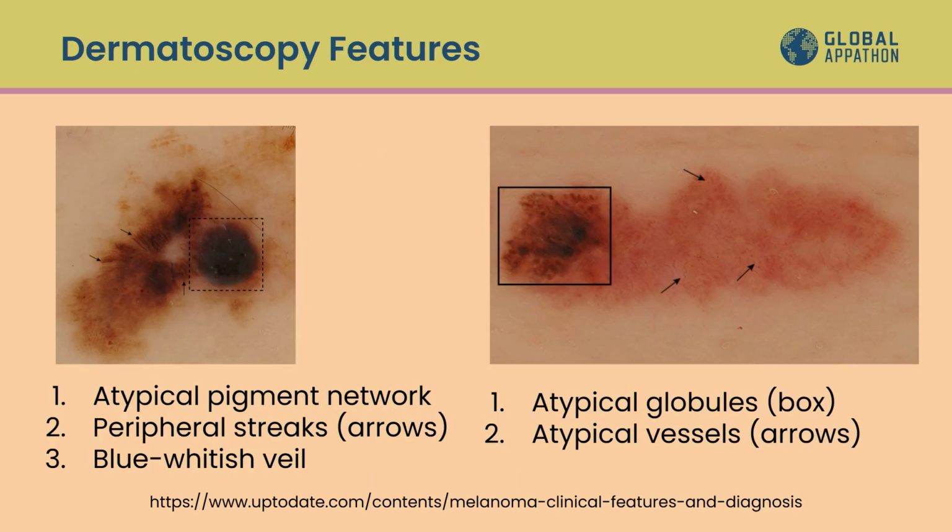And so at the dermatology office, they use dermoscopy to check for certain specific imaging features. And these features include atypical pigment networks, peripheral streaks shown by the arrows on the left, a blue whitish veil, also in the image on the left, atypical globules shown in the box on the right, and atypical vessels shown by the arrows on the right. And concerning moles under dermoscopy are then biopsied.